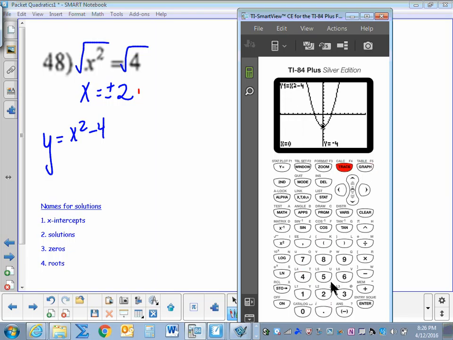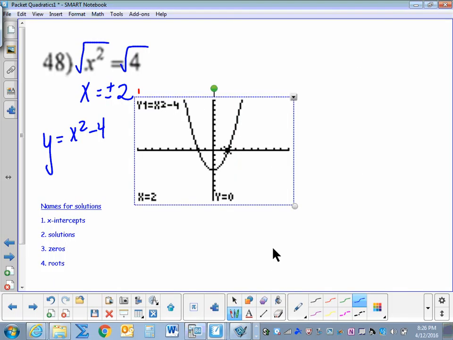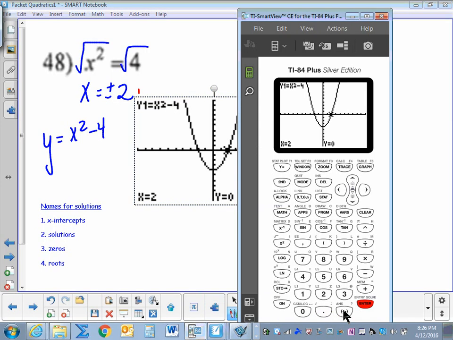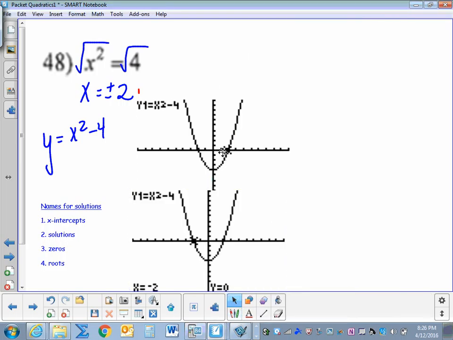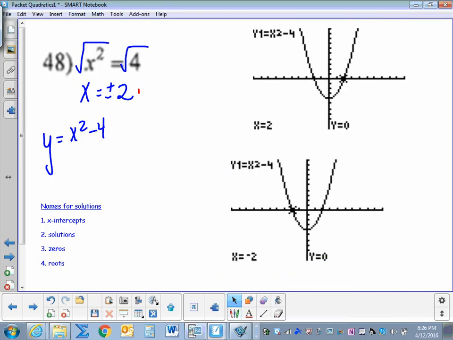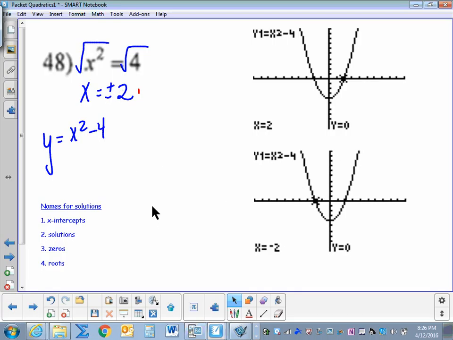And we're going to trace. And I see 2, 0. And I see negative 2, 0. So again, we're just verifying and seeing the relationship. So two solutions of positive 2 and negative 2.